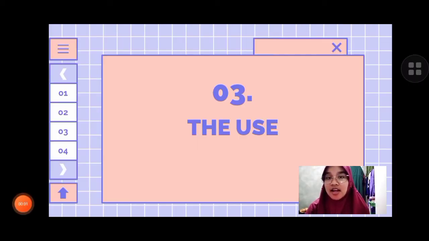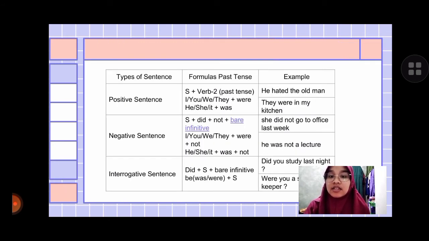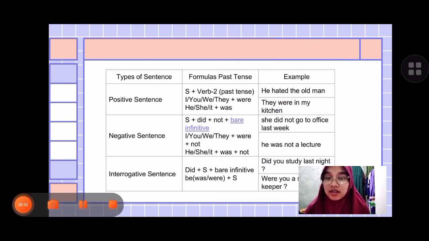It's me, Anissa Indra. Number 3 is the use. Sentences in the simple past tense can be verbal or non-verbal sentences with different formulas. The basic past tense formula is subject plus to be, was or were, plus noun or adjective or preposition or adverb, as I explain in the table below. The types of sentence.